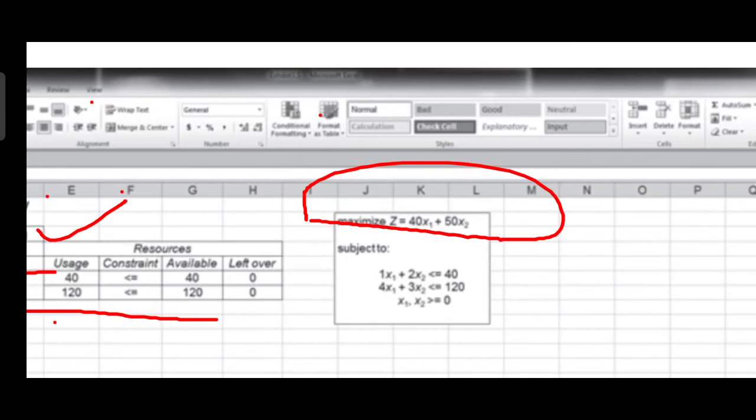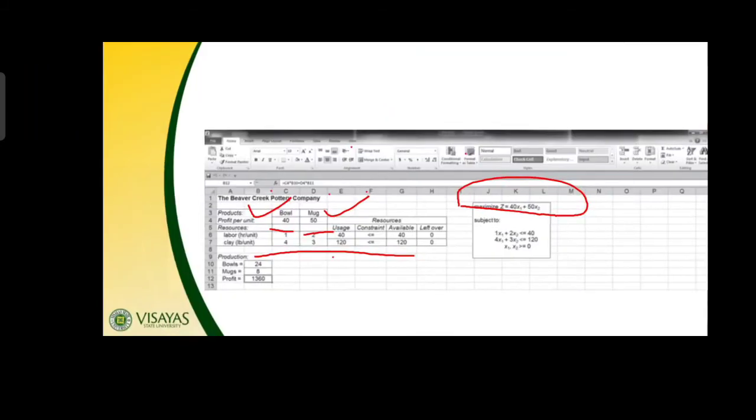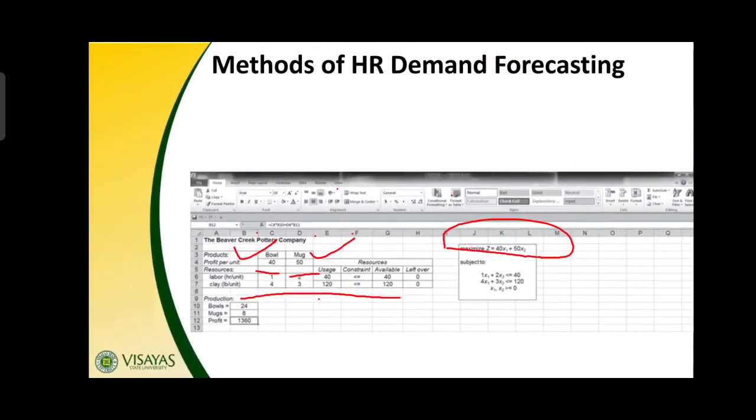Pila ang imuhang need himuon nga ingon ana para ma-achieve ang maximum profit. So, that's how you use that application. Mao na siya ang atong linear programming.